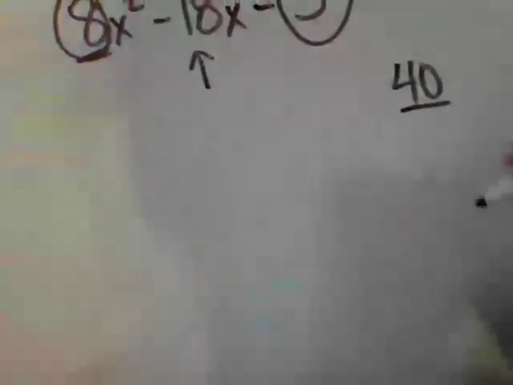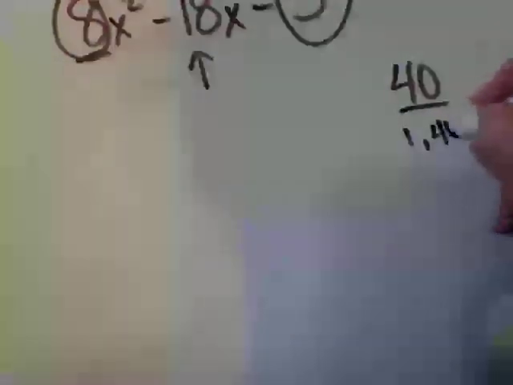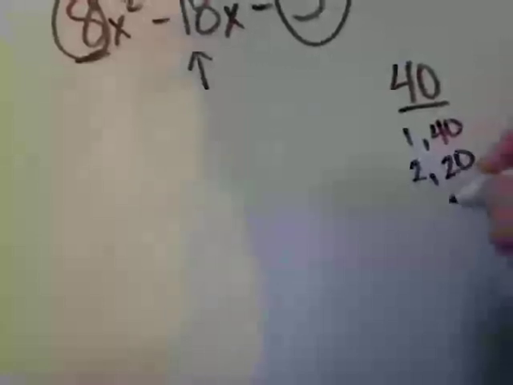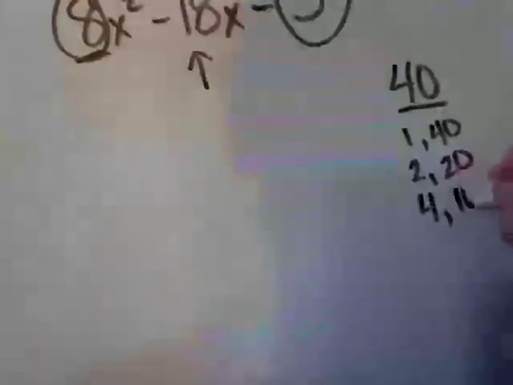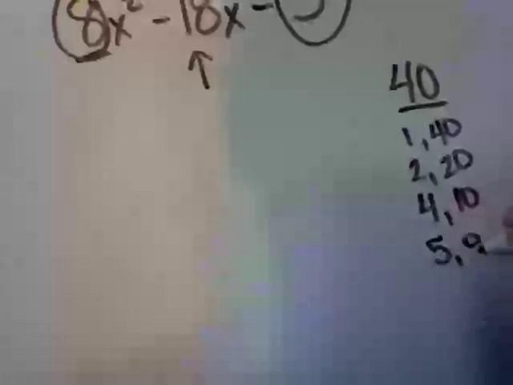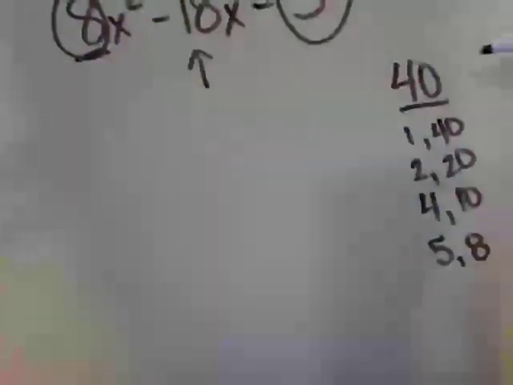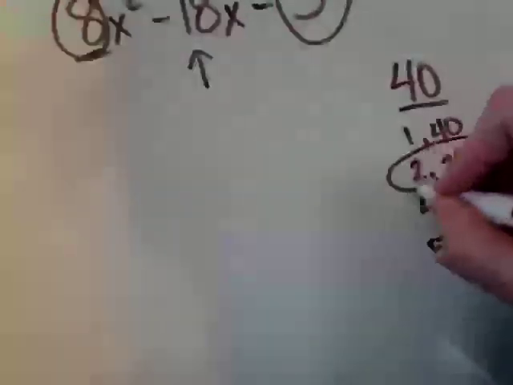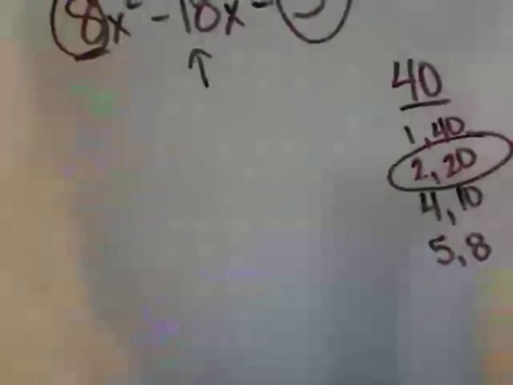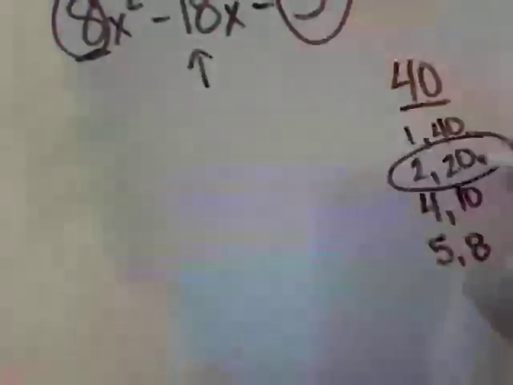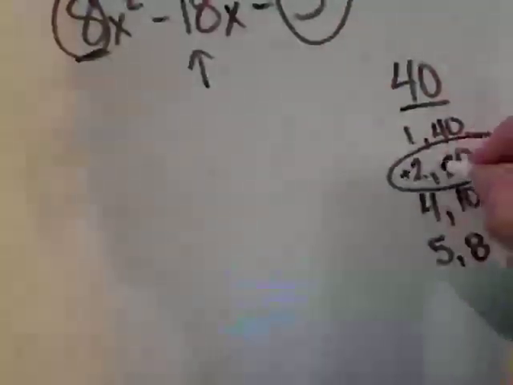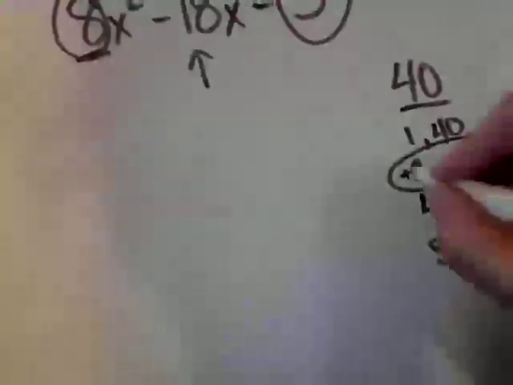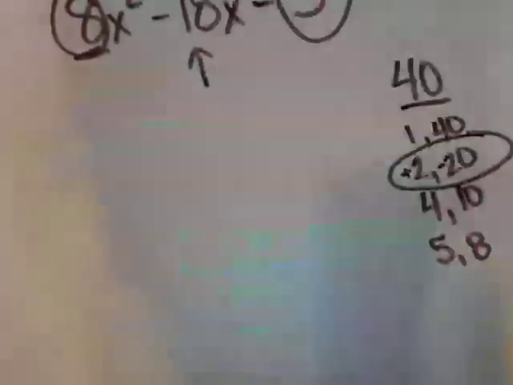I'm going to start making a list of factors of 40. I know there's 1 and 40, 2 and 20, 3 won't work, 4 and 10, and then we also have 5 and 8. Out of my list of factors of 40, the only pair that's going to combine to give me that negative 18 would be the 2 and the 20. The only way they're going to combine to make a negative 18 is if the 2 is positive and the 20 is negative, right? Positive 2 and negative 20 makes negative 18.